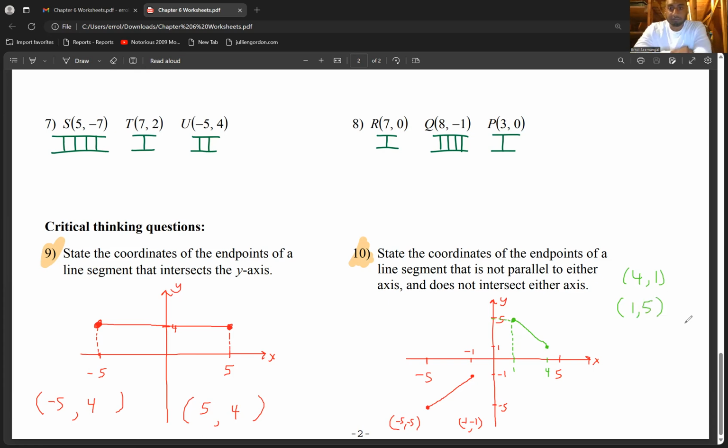So those are two examples that fit what they're asking for. They just have to not be parallel to either axis or intersect either axis. So the red line and the green line both fit that criteria. Okay. Any questions on that? No. All right. Take a picture of that or copy that down in your notebook. Then I'm going to ask you some other questions that are not on this. Got it? Yeah. All right.